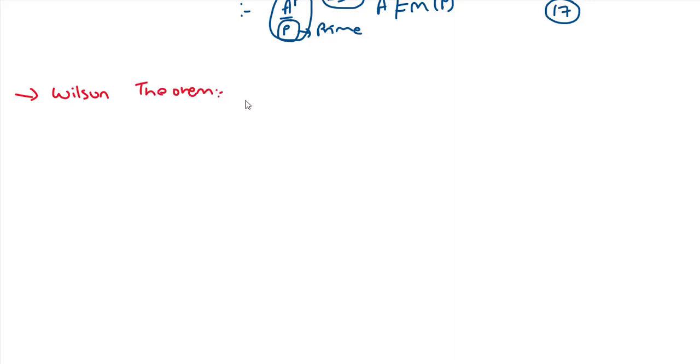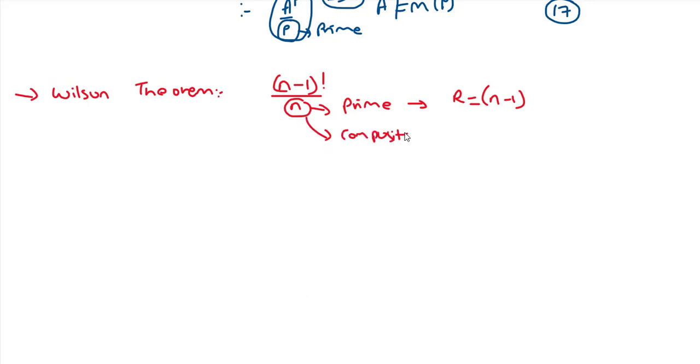As per Wilson's theorem, when (n minus 1) factorial is divided by n, if n is a prime number, the remainder will be equal to n minus 1. If n is a composite number, then the remainder will be equal to 0.